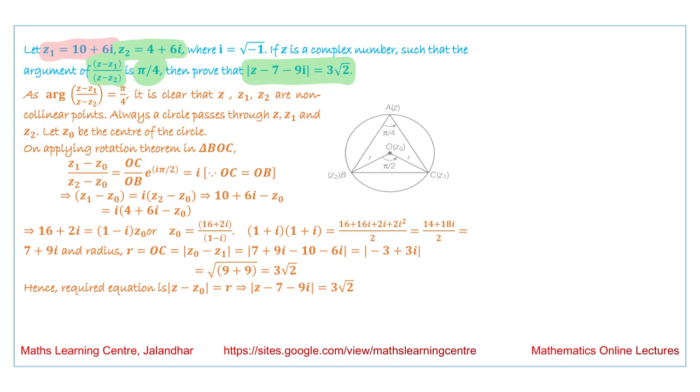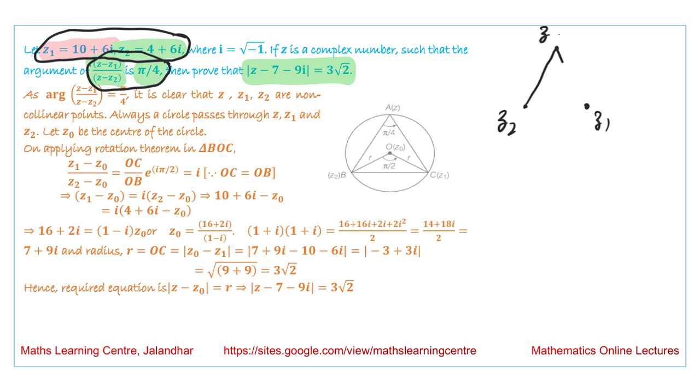So we are given two complex numbers, z1 and z2. It is given that the angle they form at any point z is pi by 4. We take any complex number z, join these two points, and the angle they form over here is equal to pi by 4. And we have to prove this result.